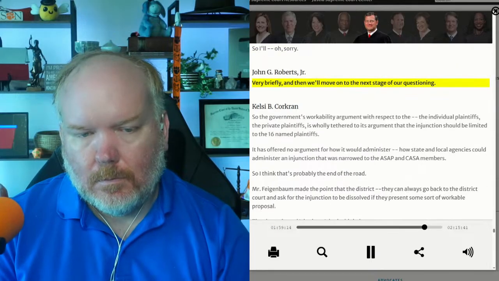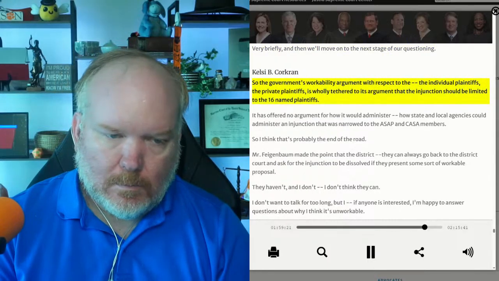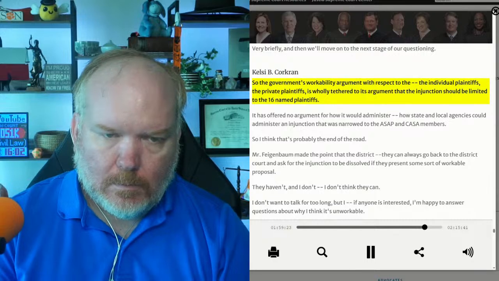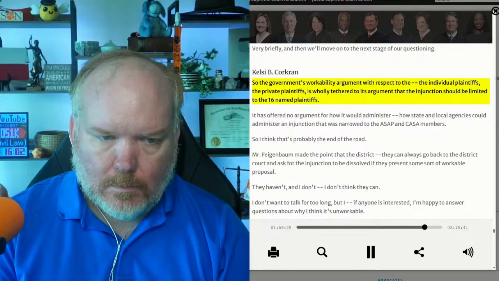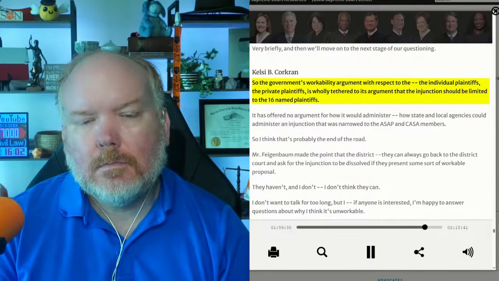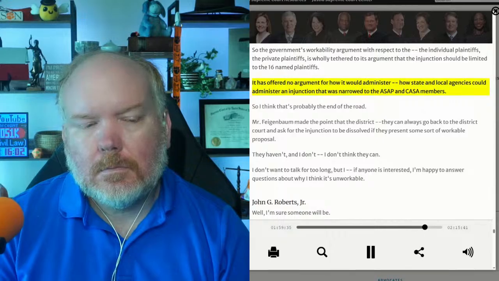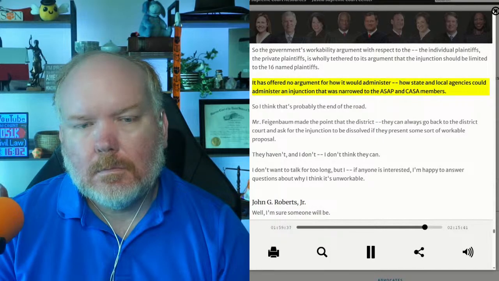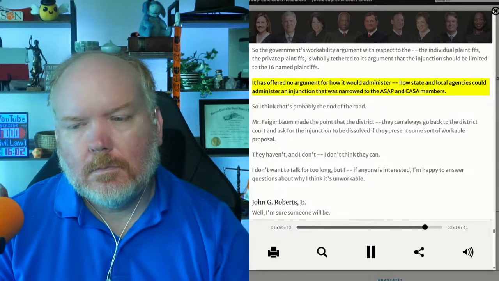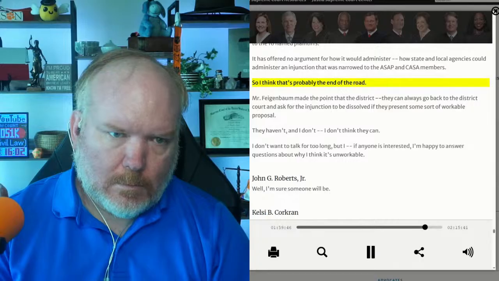Yeah. Sorry. Very briefly, and then we'll move on to the next stage of our questioning. So the government's workability argument with respect to the individual plaintiffs, the private plaintiffs, is wholly tethered to its argument that the injunction should be limited to the 16 named plaintiffs. It has offered no argument for how state and local agencies could administer an injunction that was narrowed to the ASAP and CASA members. So I think that's probably the end of the road.